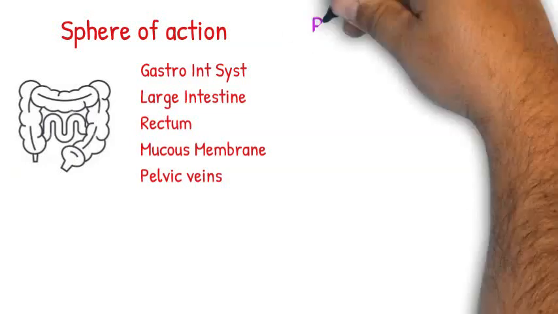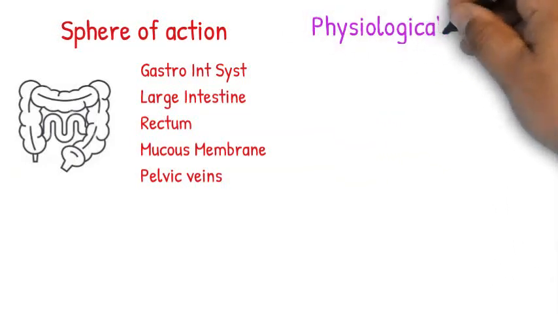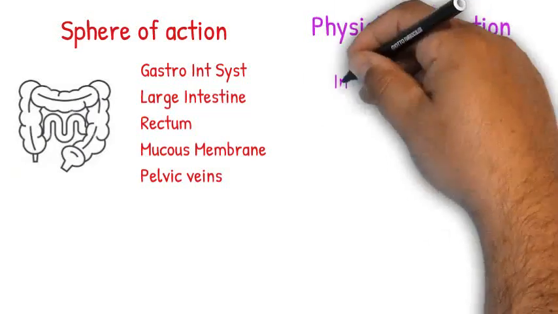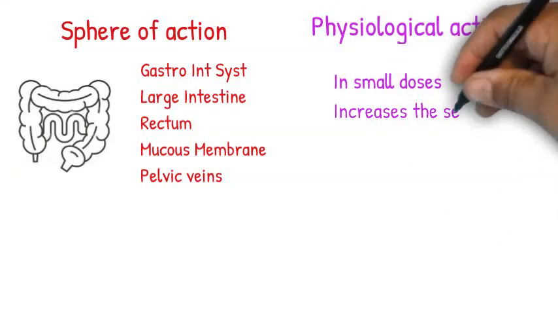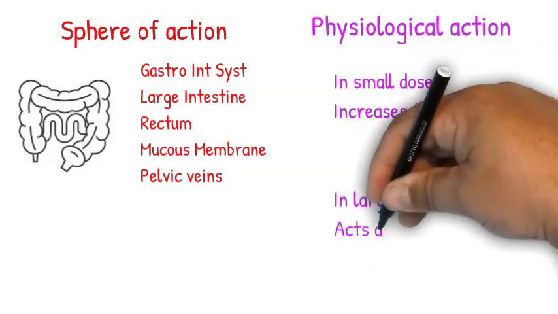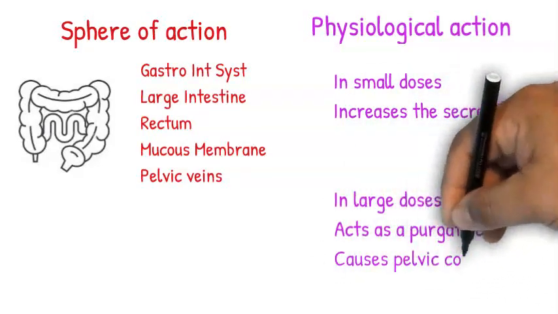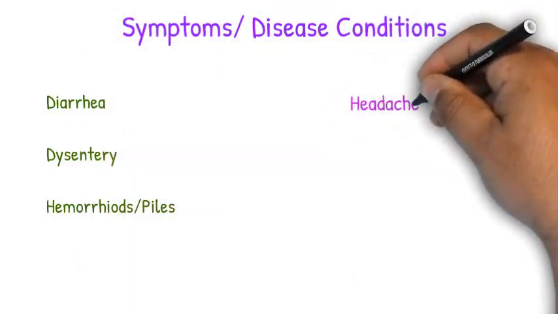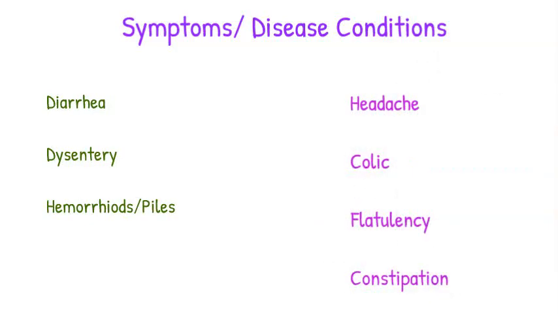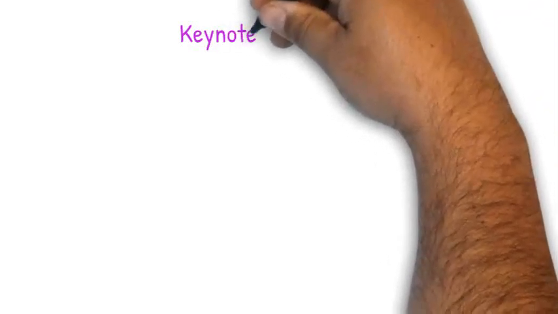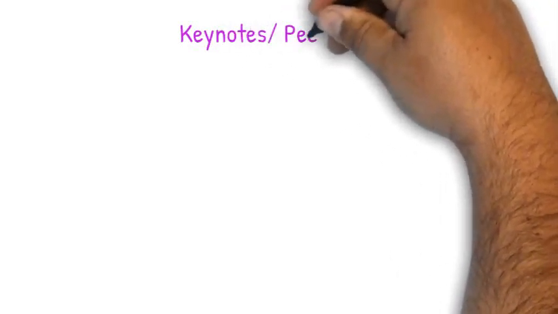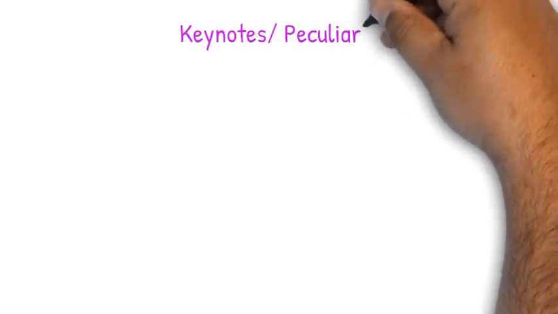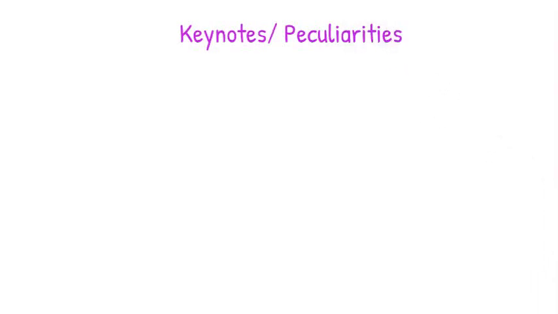In the physiological action, the medicine increases the secretions in small doses, and in large doses, it acts as a purgative and causes pelvic congestion. As a result, it produces symptoms like diarrhea, dysentery, hemorrhoids or piles, headache, colic, flatulency, constipation, etc. But for making a good homeopathic prescription, we need keynote symptoms or peculiarities. So let's see what are the keynote symptoms or the characteristic symptoms of this medicine.